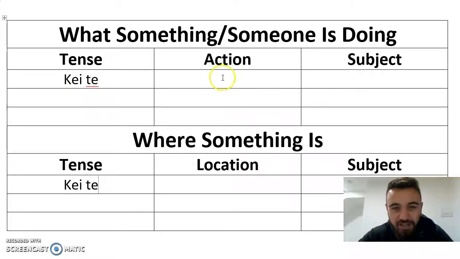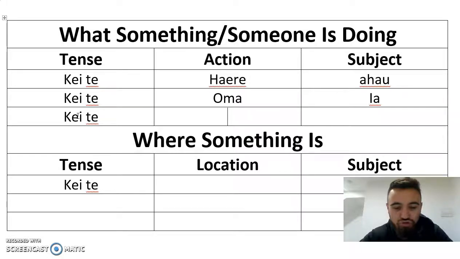So the next one, we need an action. So kei te haere, and then we'll put in there aho. So I am going. Kei te oma ia, he is running. Kei te peke koe, you are jumping.